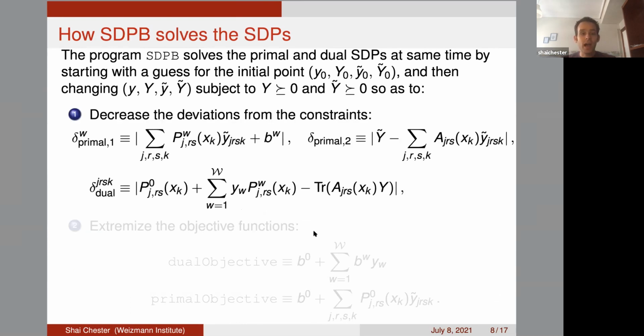And so the idea is that we are hoping to decrease the deviation from these constraints, because in principle, we want the deviation to be 0, such that these constraints are exactly true. And at the same time, we are trying to extremize the objective functions. So the objective functions were just the first line of the program.